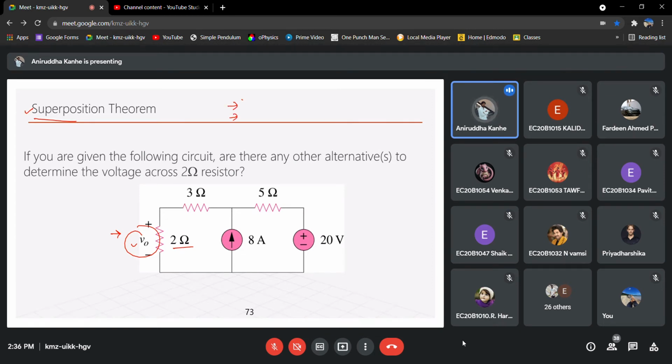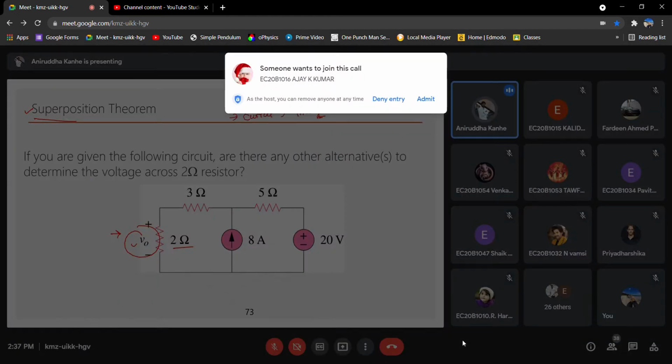Whenever I'm saying voltage, we should say across the element, or in this case the resistor, whereas in case of current, it is through. So we must be clear in making the statement: current through the resistance, whereas voltage across the resistance. Now look at this word here.